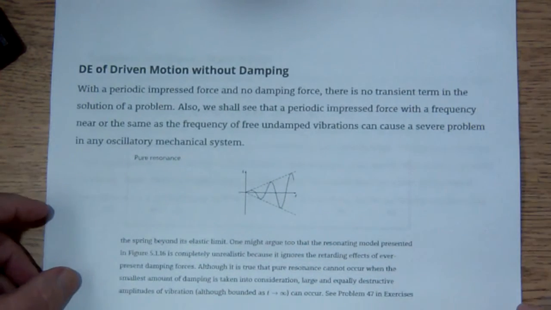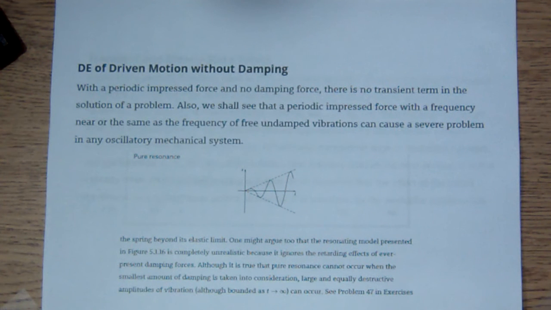We're going to start by talking about driving motion without dampening. Now, with a periodic impressed force and no damping force, there is no transient term in the solution of a problem. So what we'll see is that whenever we have this impressed force with a frequency that is either near or nearly the same as the frequency of the free undamped vibrations, this can cause some severe problems in an oscillatory mechanical system. Here, for example, you could say, it's bouncing back and forth ever more violently, and eventually it will exceed the elastic limit of the spring and cause severe damage.